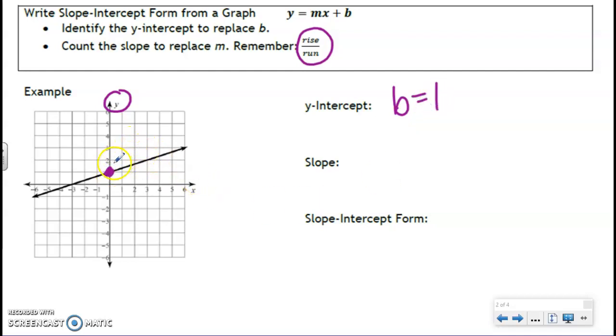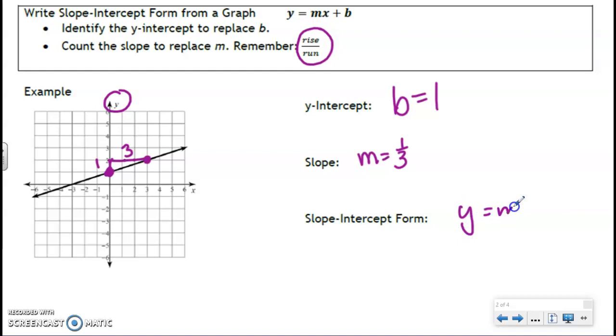And then to find my slope, I'm going to find another point that crosses at the corners of my grid and draw a triangle in to find my slope. So I'm going to count. I go up 1 and over to the right 1, 2, 3. So my slope is up 1 over 3.